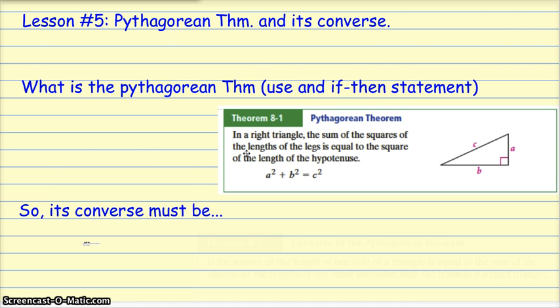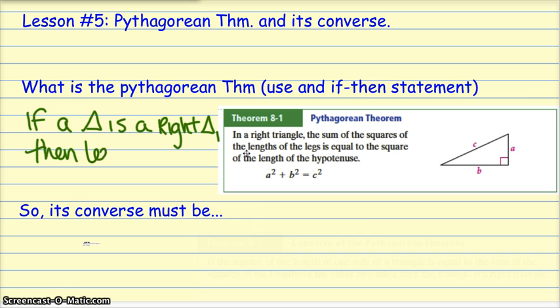In an if-then statement, it says, if a triangle is a right triangle, then leg squared plus leg squared equals the hypotenuse squared. We know the legs to be A and the other leg to be B, and the hypotenuse is always C.